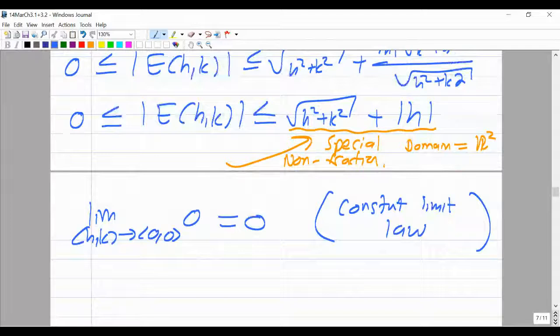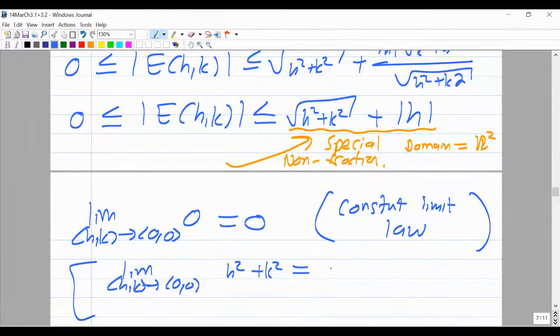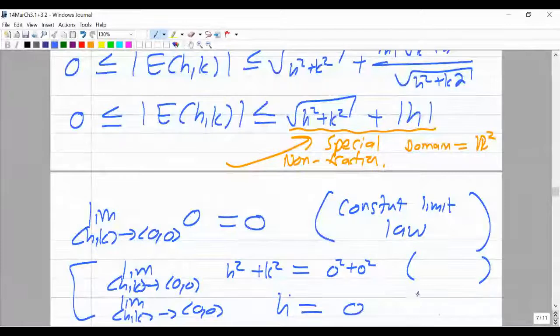All right. Now you can be a little bit laborious and say the following: the limit as we approach the origin of h squared plus k squared is equal to 0 squared plus 0 squared. What's the reason for saying that these limits exist, Ben? Yes, Ben, quite right. Polynomials are continuous everywhere.